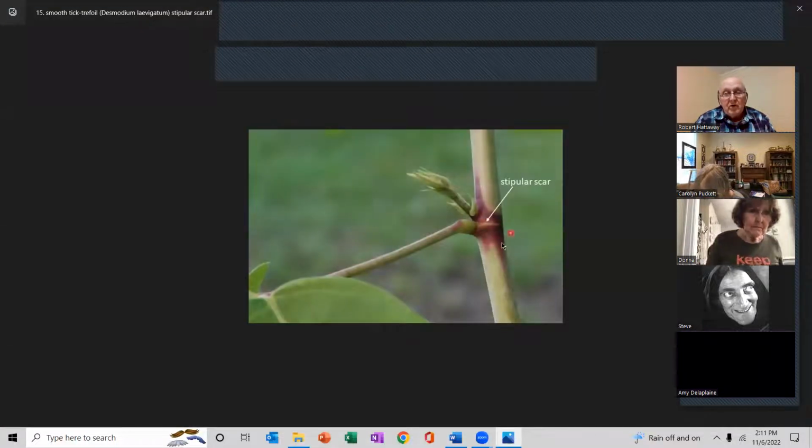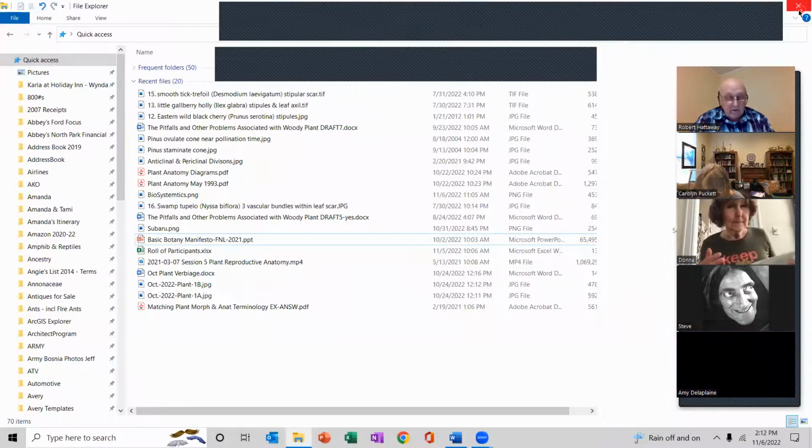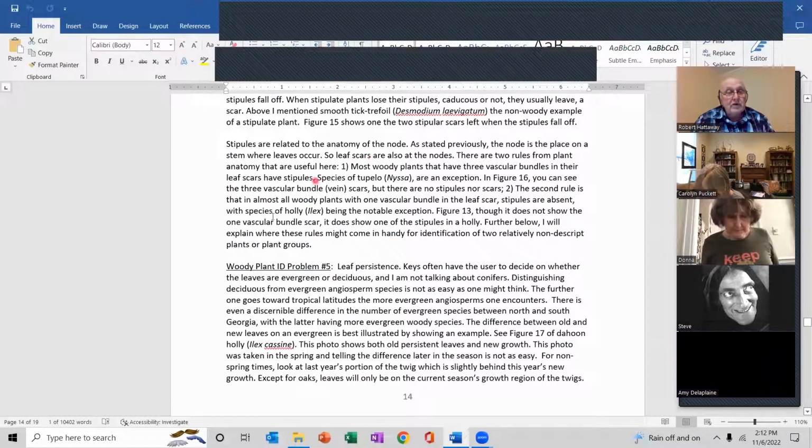And even though this is not a woody plant, it's tick trefoil. It's the things that get on your pants that aren't stick tights. But anyway, there's one stipular scar there that you see when the stipules fall off. So now, with that in mind, let's look at this statement.